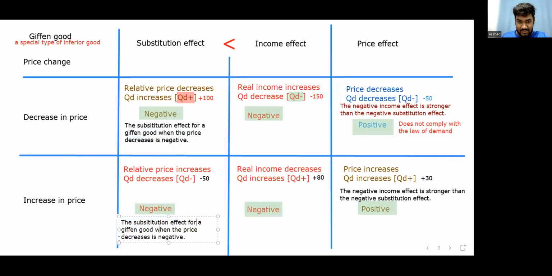You all can complete this. These summaries I'm not going to write. Income effect for a given good when the price decreases is negative. Price effect for a given good when the price decreases is positive. So you can complete the summaries by looking at it. Do that for homework.